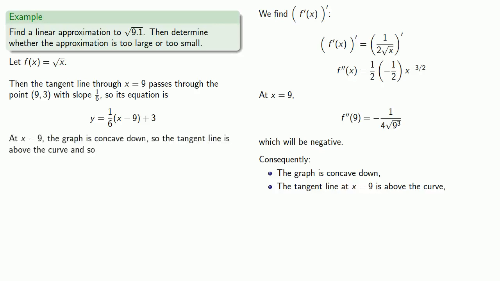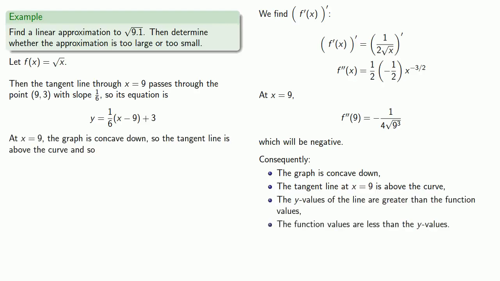This means that the y values of the line are going to be greater than the function values, or the function values are going to be less than the y values. And so we can write that using this less than approximately symbol. And so the square root of 9.1 is less than but approximately equal to 1/6 times 0.1 plus 3.